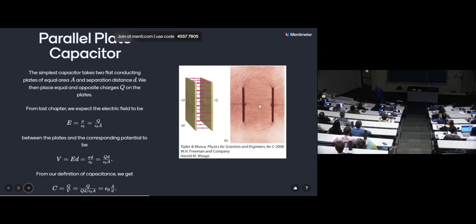You say, wait a second, what happened to the factor of 2 in there? You told me it was Q over 2A epsilon naught. What happened to the factor of 2? They're parallel and there's two of them.